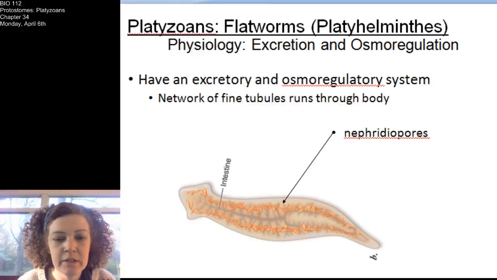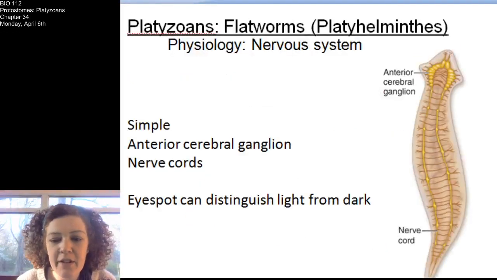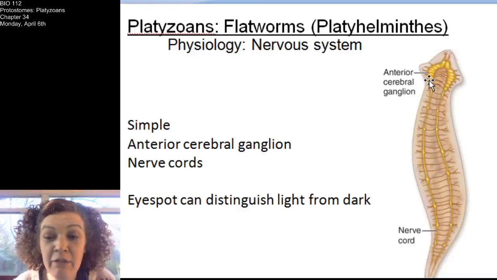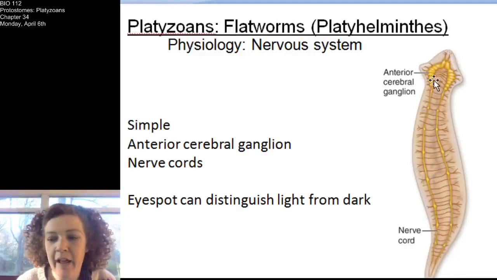Talking about the nervous system. Again, I talked about this lattice-like structure to the nervous system. These are the cerebral ganglia. That's essentially the little flatworm brain. And you have nerve cords that run down the body parallel.